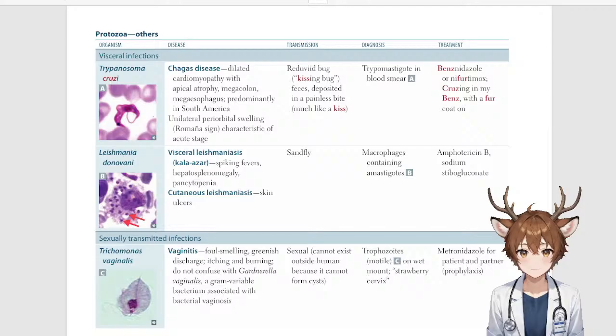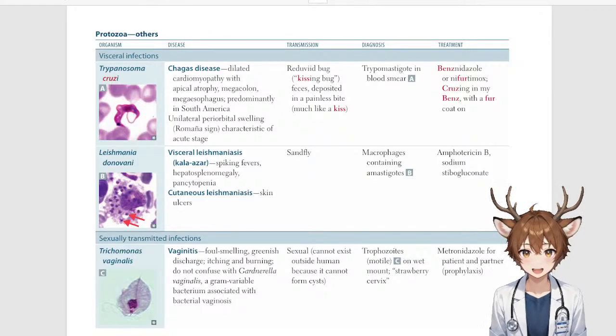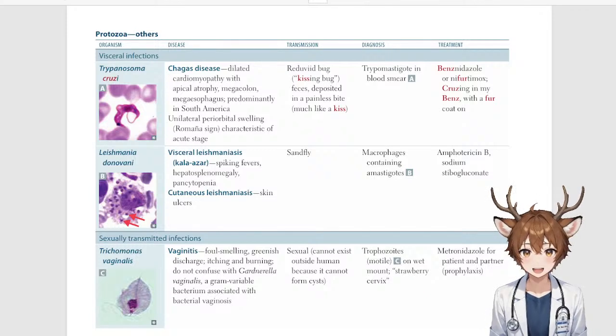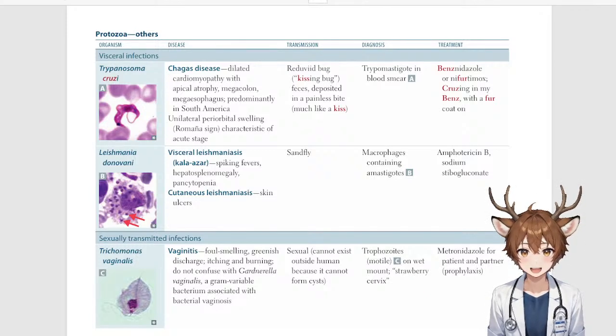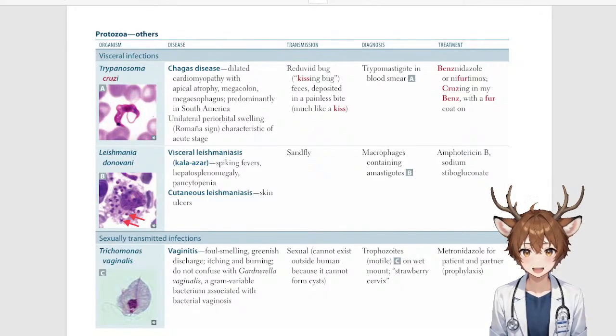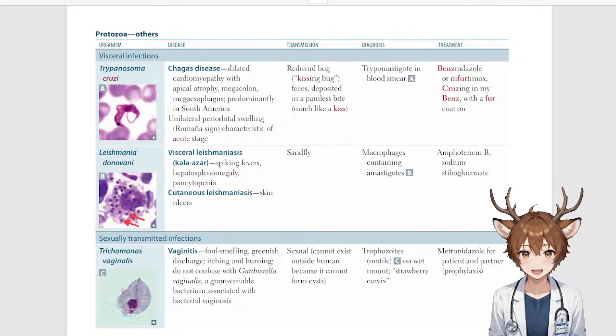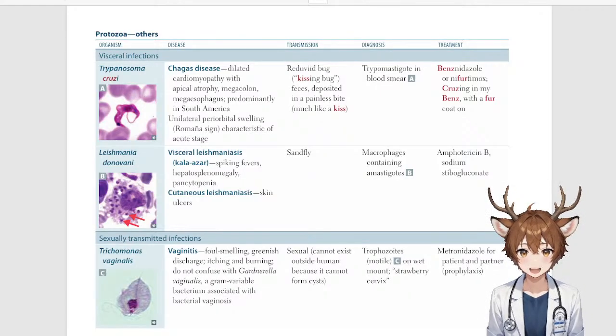Leishmania species: visceral leishmaniasis, Kala-Azar, spiking fevers, hepatosplenomegaly, pancytopenia; cutaneous leishmaniasis, skin ulcers, and you can see that they don't show that picture there. Okay. Transmission is spread by sandflies. Diagnosis for Leishmania is macrophages containing amastigotes. How do you treat it? Amphotericin B, sodium stibogluconate.